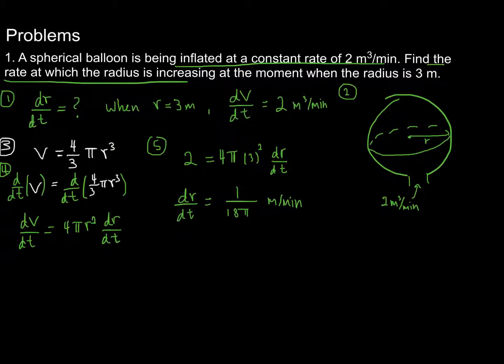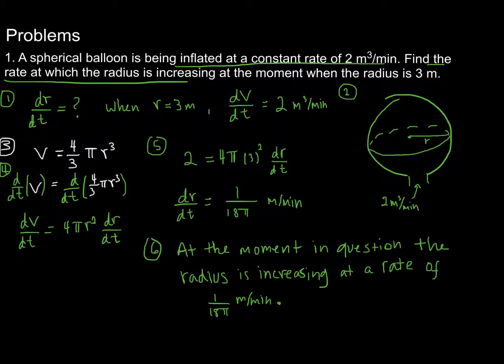And now I want to make sure I write my answer out, and so I'm finding the rate at which the radius is increasing at the moment when r is 3. So I would say, at the moment in question, the radius is increasing at a rate of 1/(18 pi) meters per minute. Of course, you could approximate 1/(18 pi), but it's perfectly acceptable to write it in this exact form, because anytime you approximate pi, you'll get an approximation, obviously.